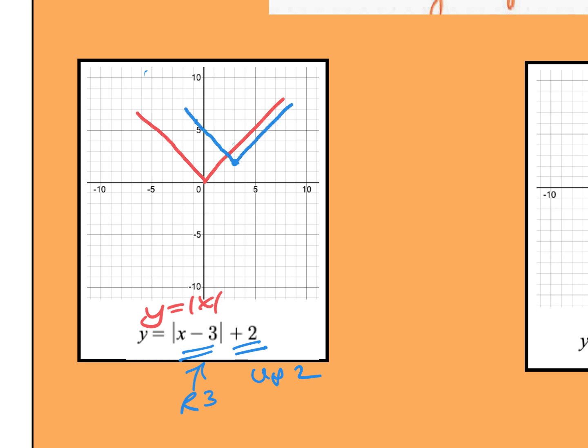Does the blue one look like it's to the right and up? Then I did it right. Now, that all depends on you knowing it's a V shape.